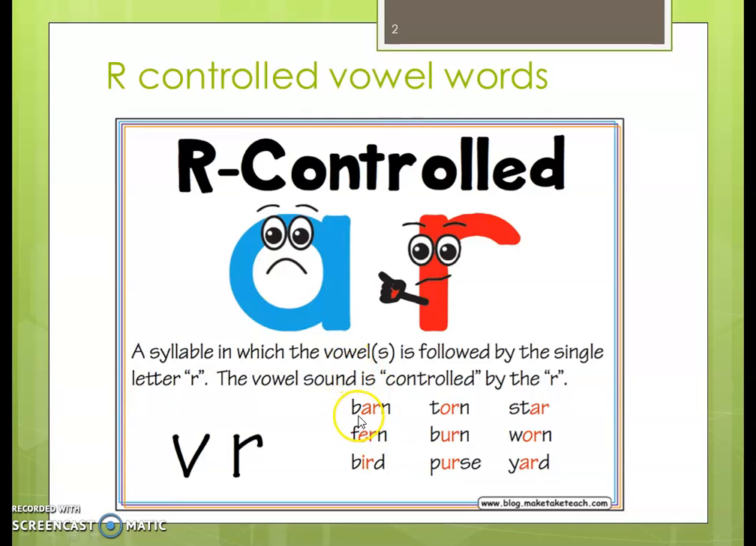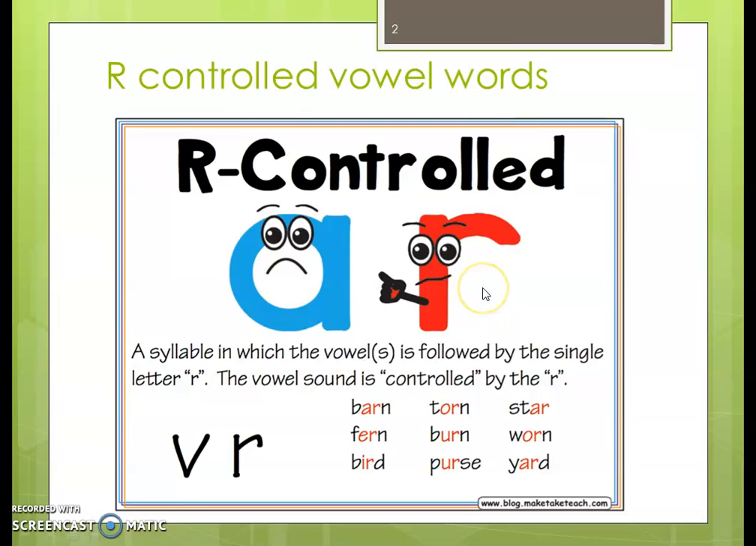So, for example, here are some words. B-A-R-N, barn. T-OR-N, torn. S-T-AR, star. F-ER-N, fern. B-UR-N, burn. W-OR-N, worn. B-IR-D, bird. H-ER-S-E, hearse. Y-AR-D, yard.